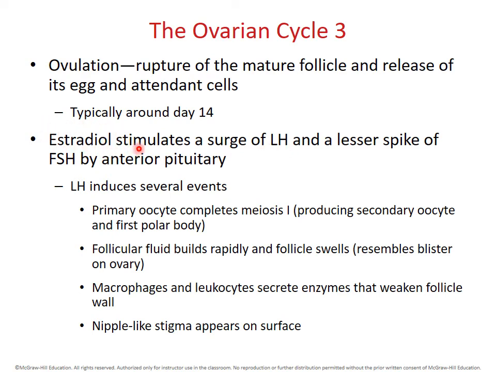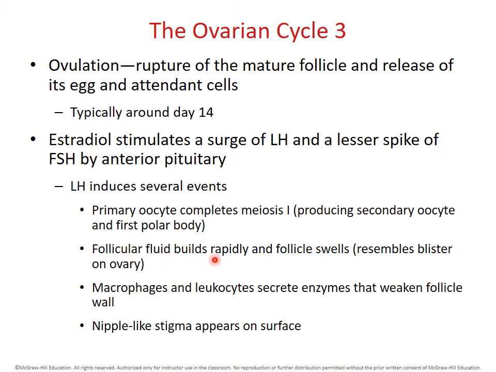Remember, as we approach ovulation, the vesicular follicle continues to produce more and more estradiol or estrogen. And finally, the estrogen levels get high enough that it triggers a surge, a spike of luteinizing hormone and FSH. And that spike is the trigger for ovulation. So what does this spike of LH do? It triggers the completion of the first meiotic division. Again, this is what causes a secondary oocyte to be produced right before ovulation.